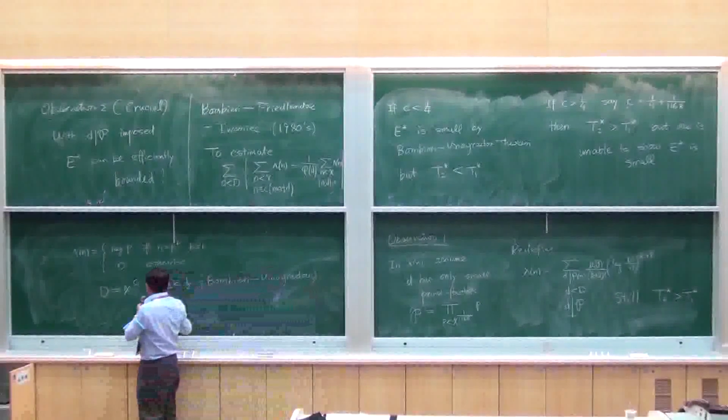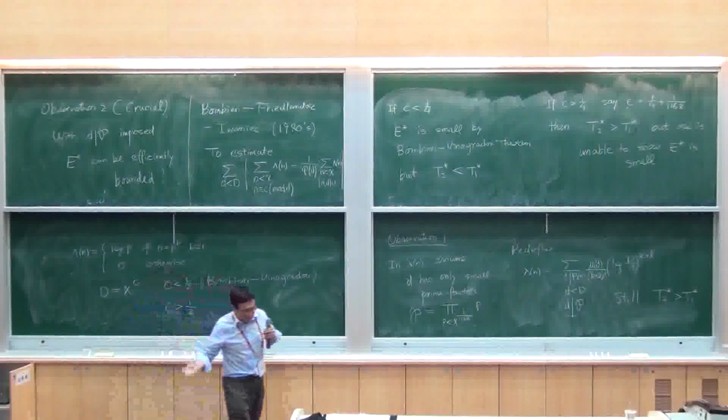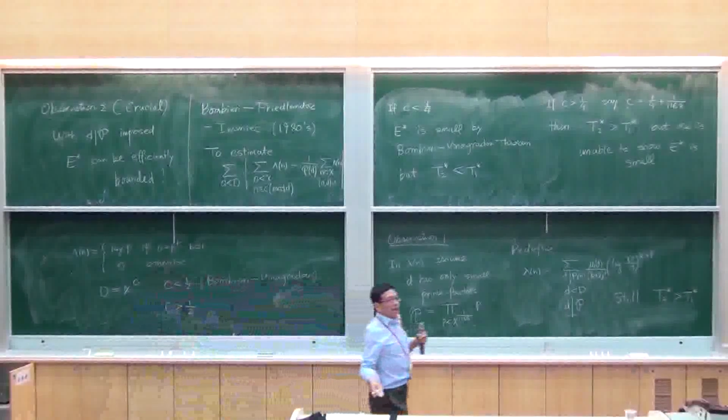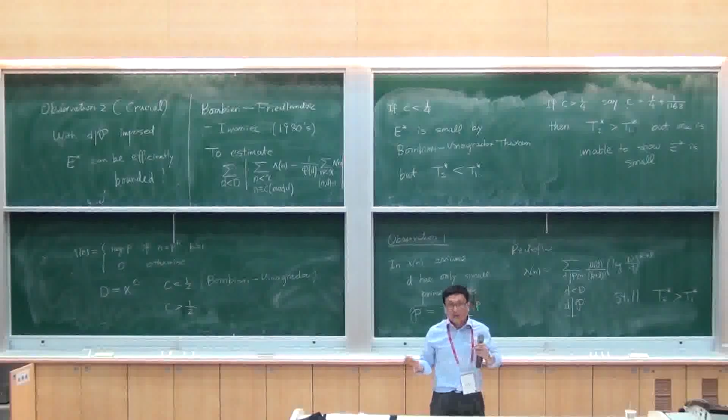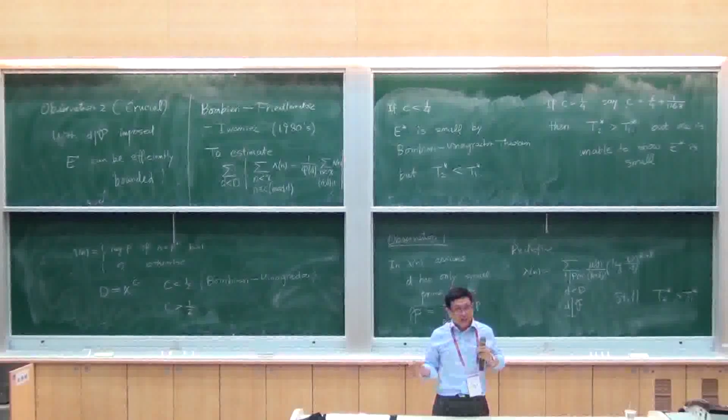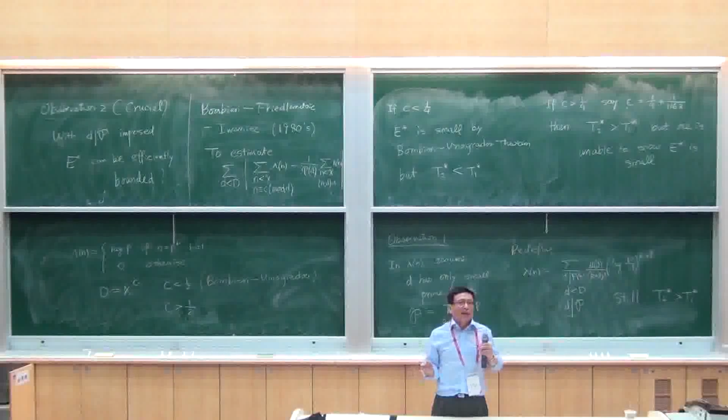But if c is even very slightly greater than 1/2, they call it a stronger version of the Bombieri-Vinogradov theorem. But it is very difficult in general. Still now it is unsolved. We know no one can solve it.